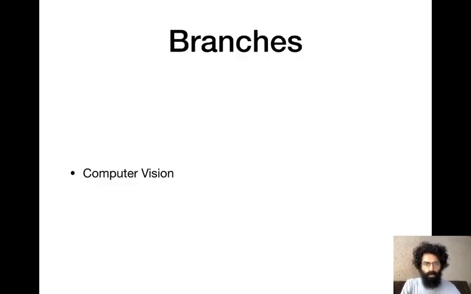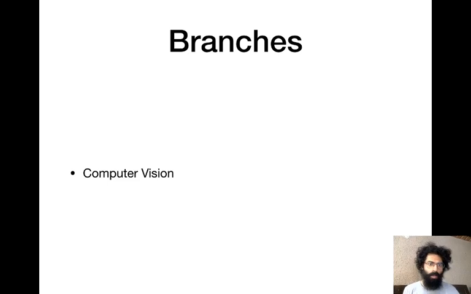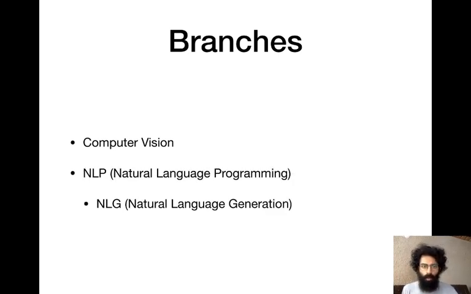So there are many branches in machine learning. One is computer vision, which is highly used in things like object detection, self-driving cars, or even face tracking. Then there is NLP, which is natural language processing. Sorry, it's not programming, it's processing. So you process a natural language, like you just give an English essay and it tells you a lot of things about it.